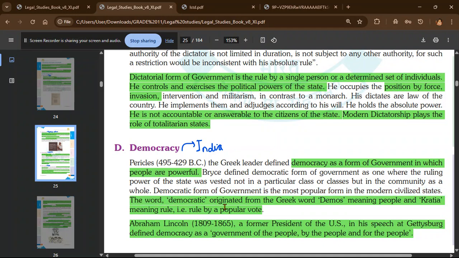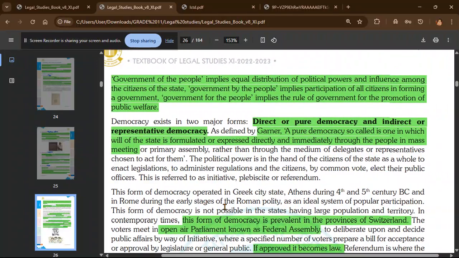So Abraham Lincoln, who was a former president of the US, in his speech defined democracy as a government of the people, by the people, and for the people. So, government of the people means equal distribution of political power among the citizens of the state. Government by the people means participation of citizens in forming the government. Government for the people means the rule of government for the promotion of public or social welfare.